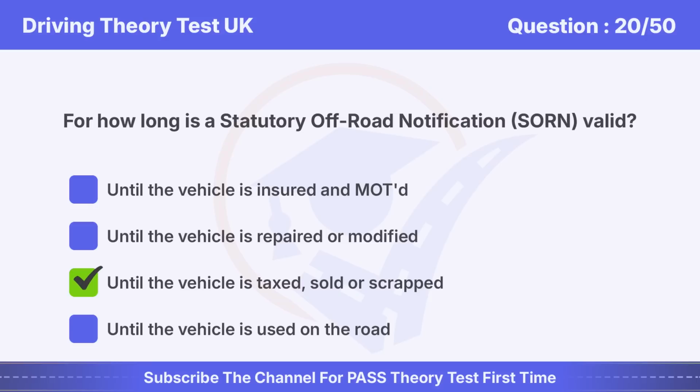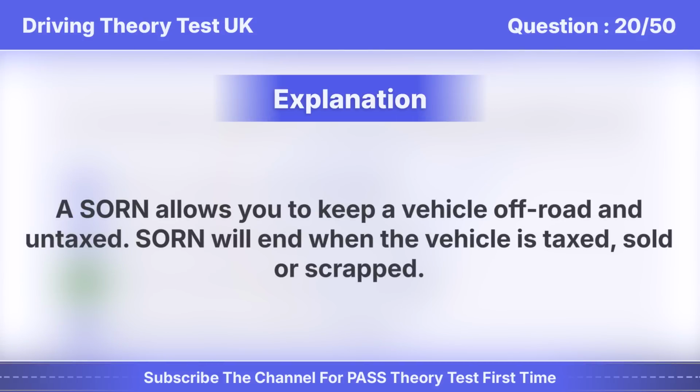Answer is C, until the vehicle is taxed, sold, or scrapped. A SORN allows you to keep a vehicle off-road and untaxed. SORN will end when the vehicle is taxed, sold, or scrapped.